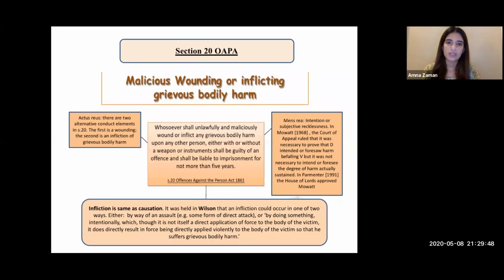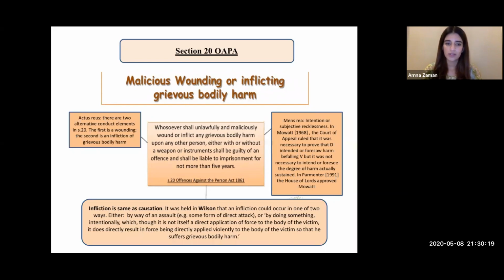Let's start with the similarities. The biggest similarity between Section 18 and Section 20 of the Offences Against the Person Act, both of which are crimes of violence, is the actus reus of the offences. For both the offences, the actus reus comprises two elements. First, there has to be a wounding, or second, there has to be infliction of grievous bodily harm.